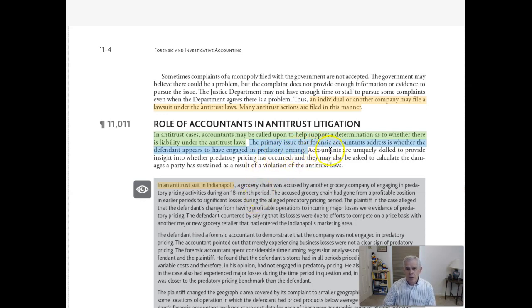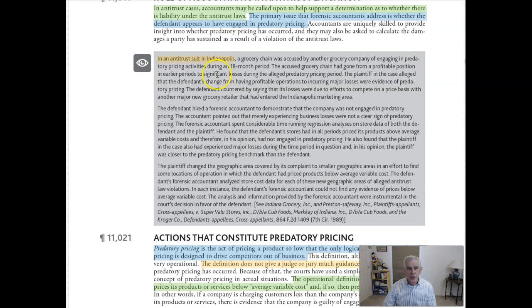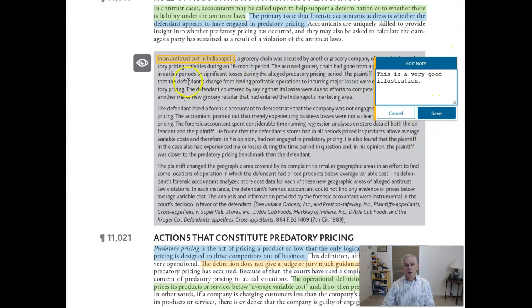So the primary issue for forensic accountants is whether the defendant appears to have engaged in predatory pricing. Again, the accountant does not make the decision, but for the plaintiff side, will calculate the numbers and say, well, it looks like they might be. Then, attorney, you work with your client to see if you want to go forward with the lawsuit. Now, for this example here, I have a little button over here. I don't know if you can see it, but this is a very good illustration here. So make sure you read through this yourself.